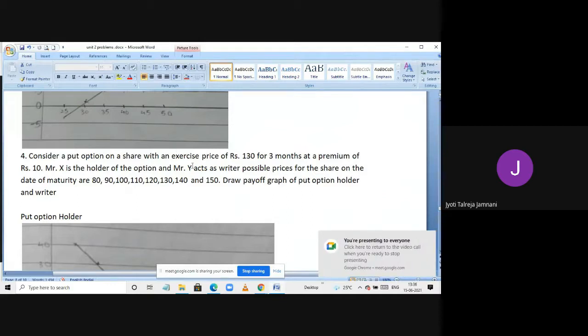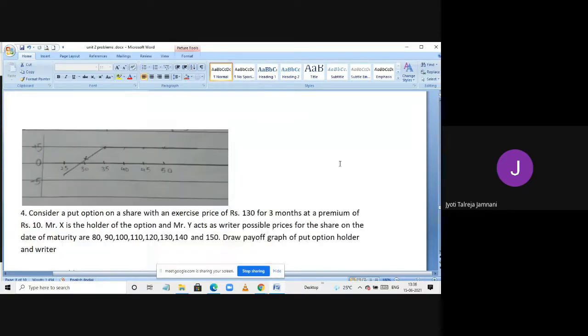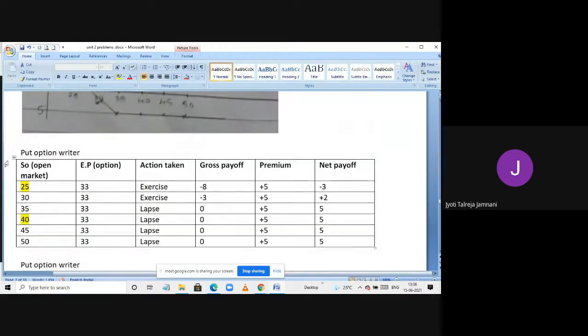Consider a put option on a share with an exercise price of rupees 130 for 3 months at a premium of rupees 10. Mr. X is the holder of the option and Mr. Y acts as a writer. Possible prices of the shares they have given, and they have said to draw a payoff graph for a put option holder and a writer. So we will have to first do this table.